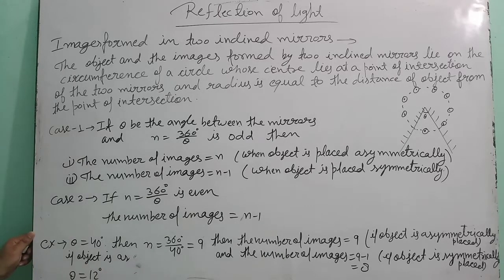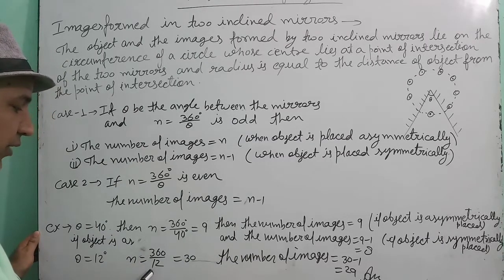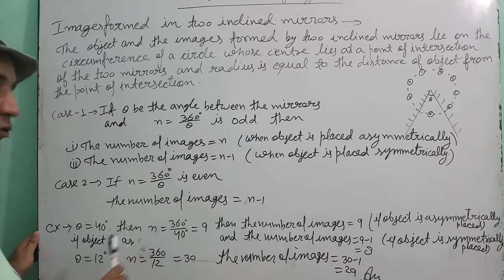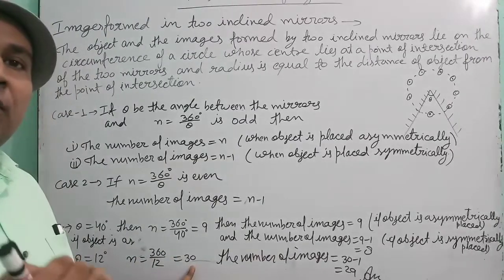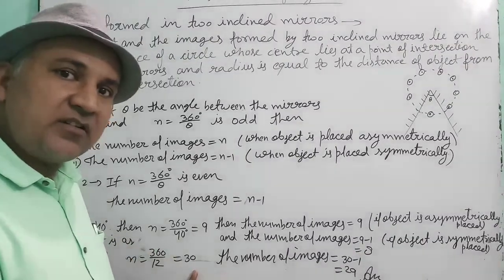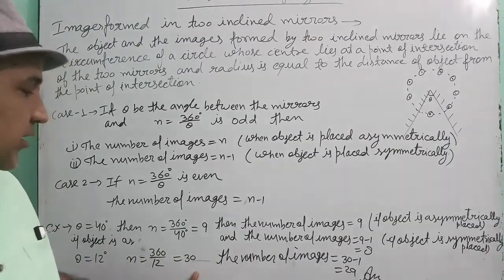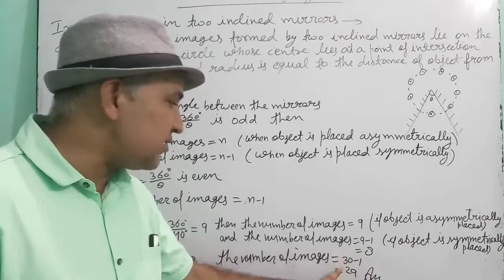Now suppose that theta is equal to 12 degrees. Then n is equal to 360 upon 12, which is 30. N is equal to 30. In this case, whether the object is symmetrically placed or asymmetrically placed, in both cases the number of images will be 30 minus 1, that means 29.